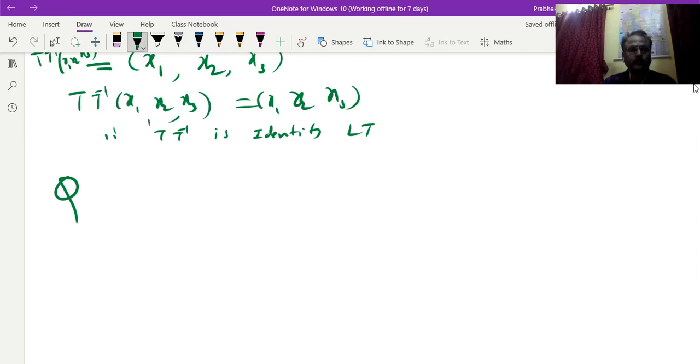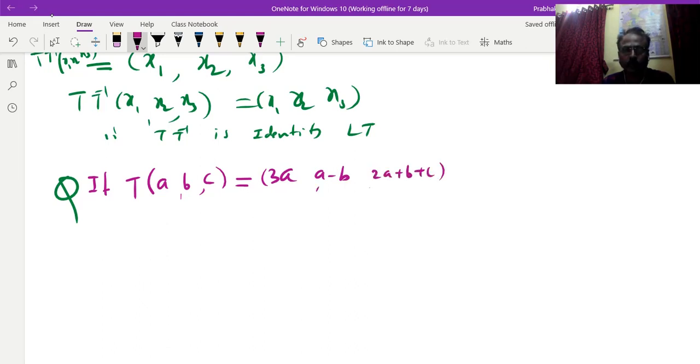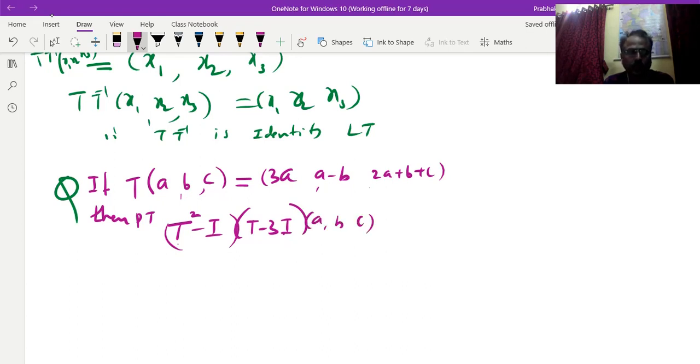Here goes the next question. We are under the algebra of linear transformation. If there is a special linear transformation, next question: instead of XYZ, I am taking ABC. In the transformation, T of ABC equals, say, 3a, a minus b, and 2a plus b plus c. Then prove that this thing happens: T squared minus I on this. All we are doing is so that you get used to this transformation algebra on some ABC. So T is a transformation, T squared is a transformation, just like A and A squared. I is always a transformation.